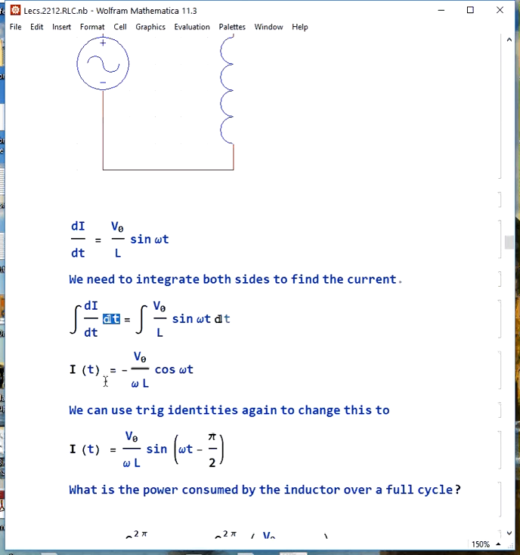And what we get out of this is I as a function of time is negative V naught over omega L cosine omega t. We could again use a trig identity to change this cosine omega t, negative cosine omega t really, to sine omega t minus pi over 2.